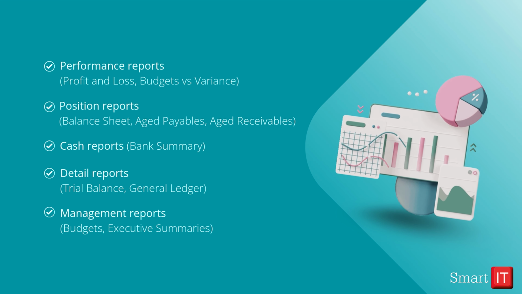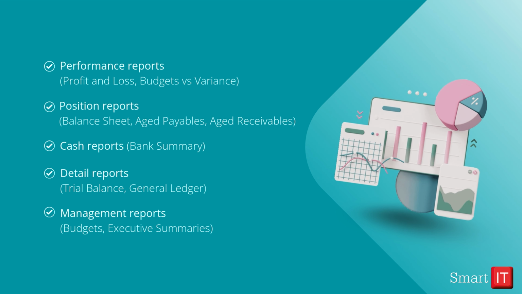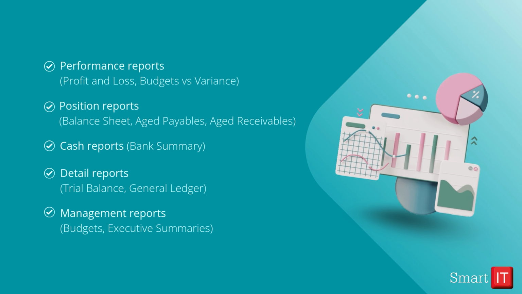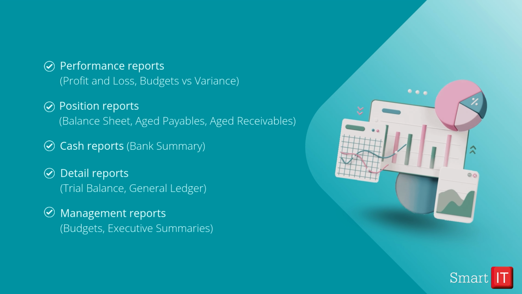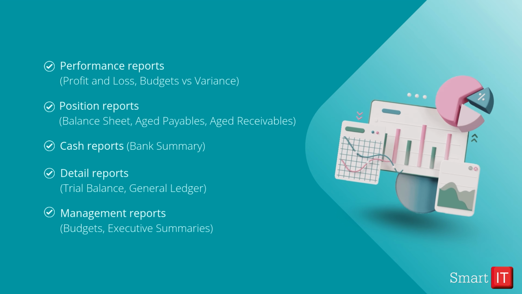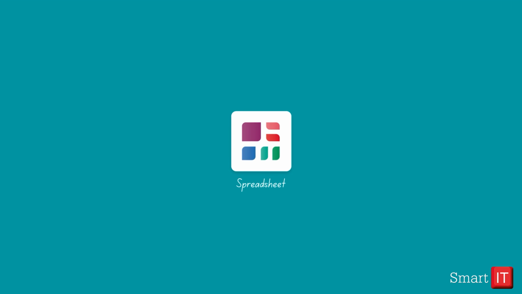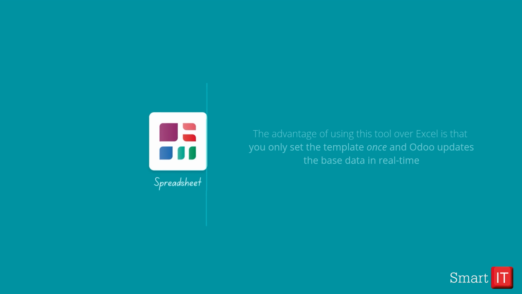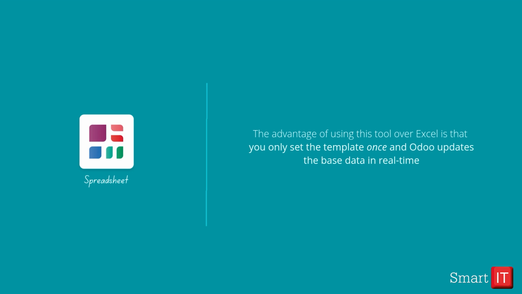Odoo's report engine allows you to customize your own report based on your own formula. If learning the report engine and formula is hard for the user, Odoo also has an inbuilt BI tool called Odoo Spreadsheet, which works similar to other major spreadsheet tools like Excel. The advantage of using this tool over Excel is that you only set the template once and Odoo updates the base data in real time.